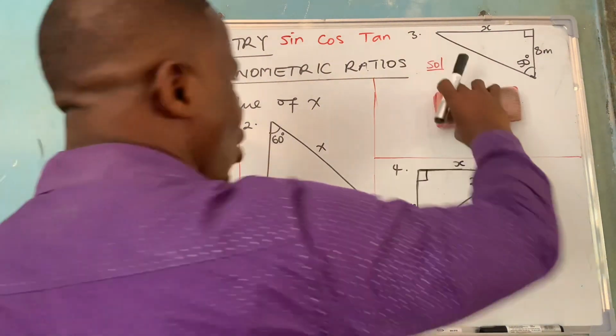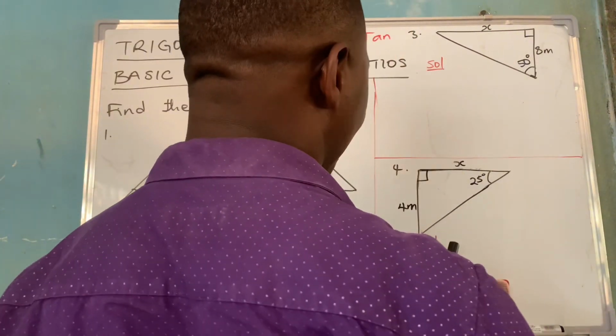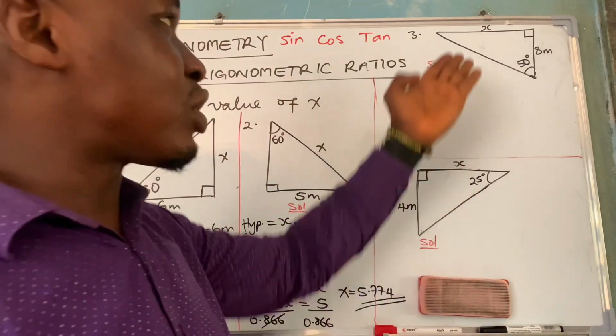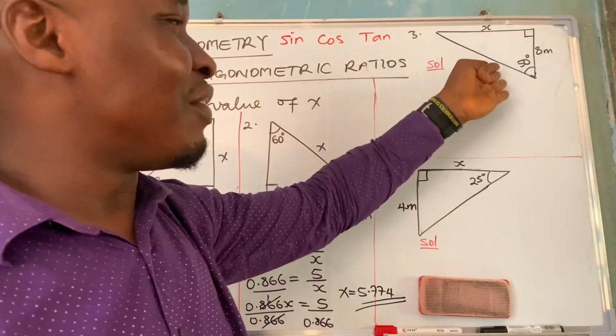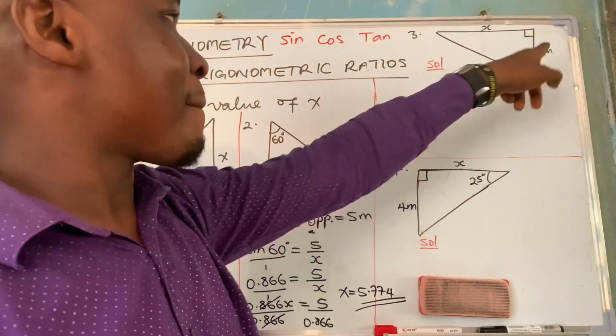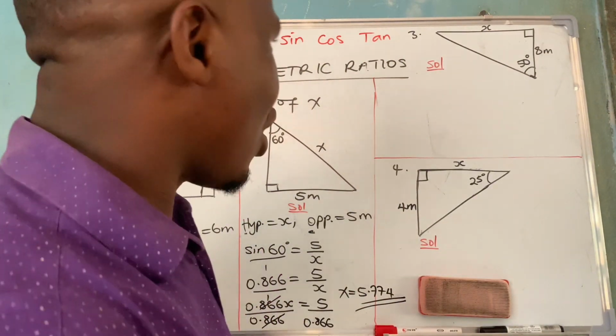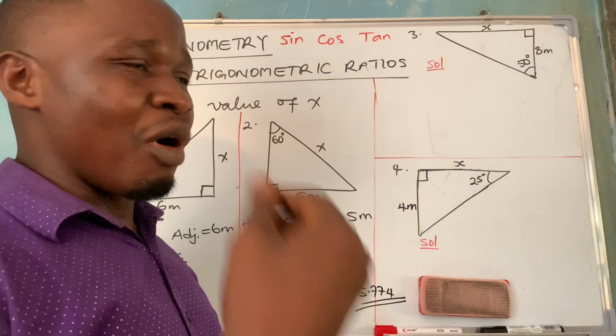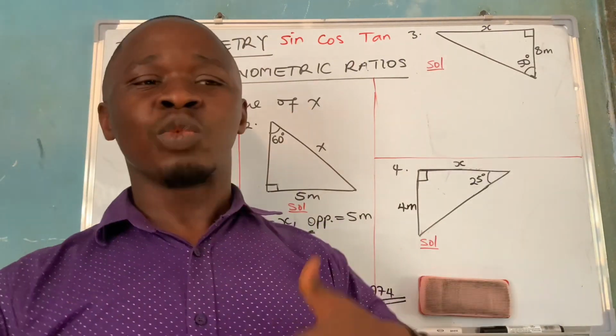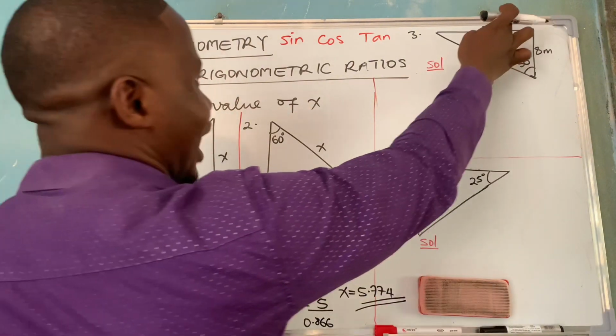All right. Now we come to the third problem here. Here again, we want to find the value of x. We are given 50 degrees as the given angle. We are given 8 meters as one of the sides. All right. Let us identify the sides. But let us start with what? The side that we want to find. We want to find side x.